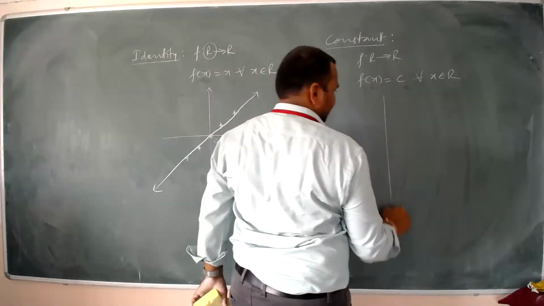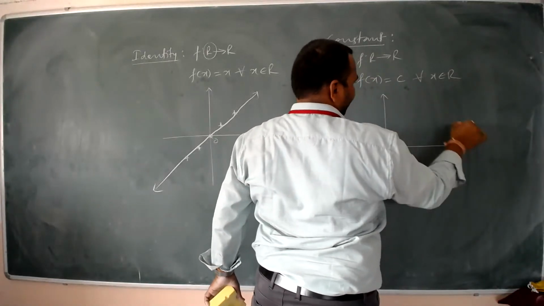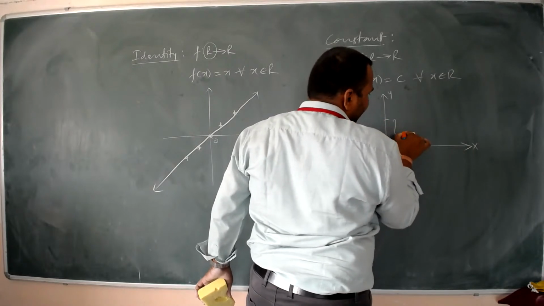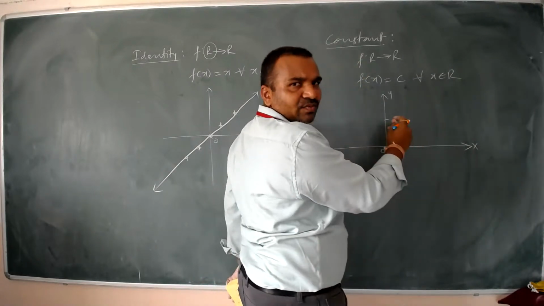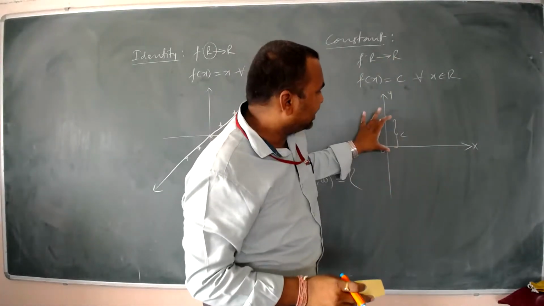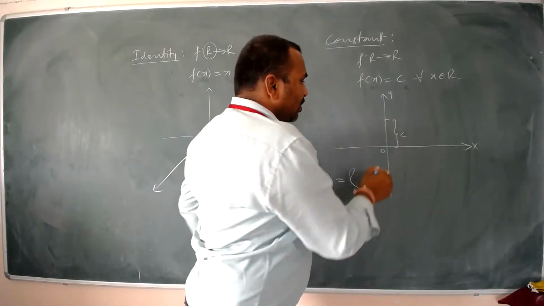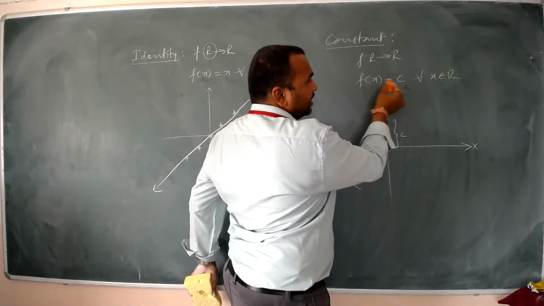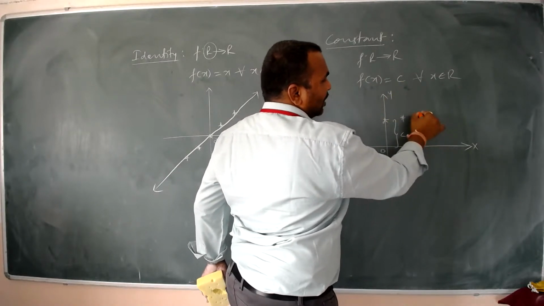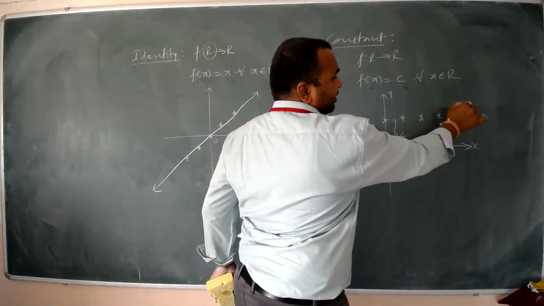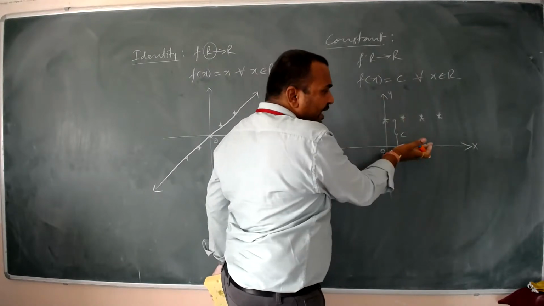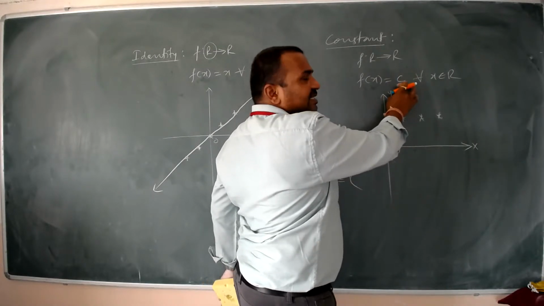So how is the graph? Try to understand. X-axis, y-axis, origin. Let us take from here to here, c. Whatever it is, 1, 2, 3, 4, 5, 6, any constant, that constant length I am taking as c. See here, first substitute 0. At 0, what is the answer? C. Next, at 1, the answer is c. At 2, the answer is c. At 3, the answer is c. Whatever value you take, the answer is always c. By putting any values on the x-axis, we are getting the same answer c.